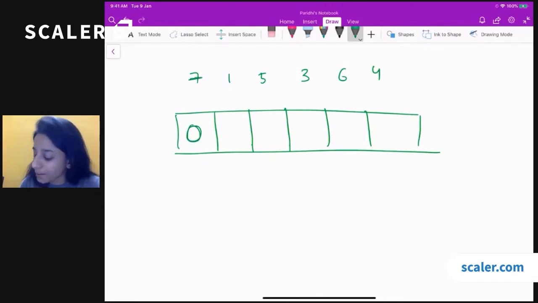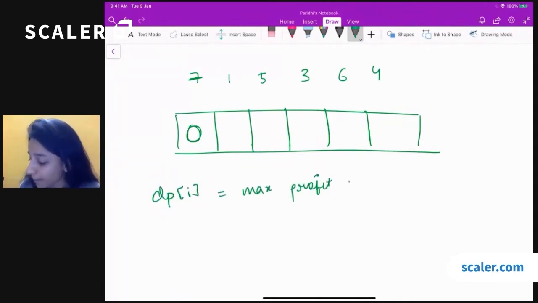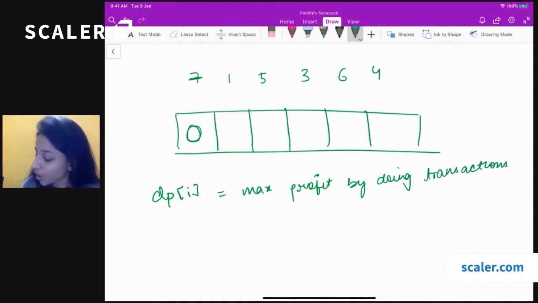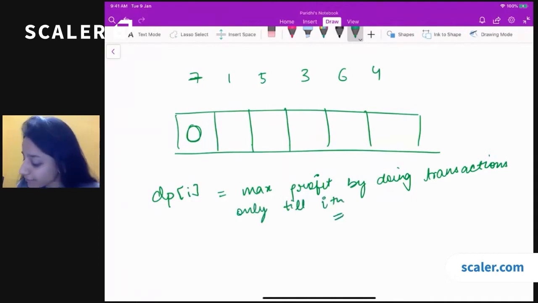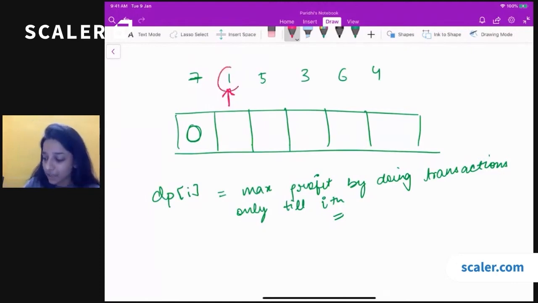Now basically at dp[i], I will say that it will be nothing but the maximum profit we got by doing transactions only till that ith position. So if let's say I am here, then this is the last point where I will be calculating the profit for, and that I'll be doing for every element. Cool. Now I am at this index, at this position. Basically we are taking it in a way that what profit can I achieve on this ith day.